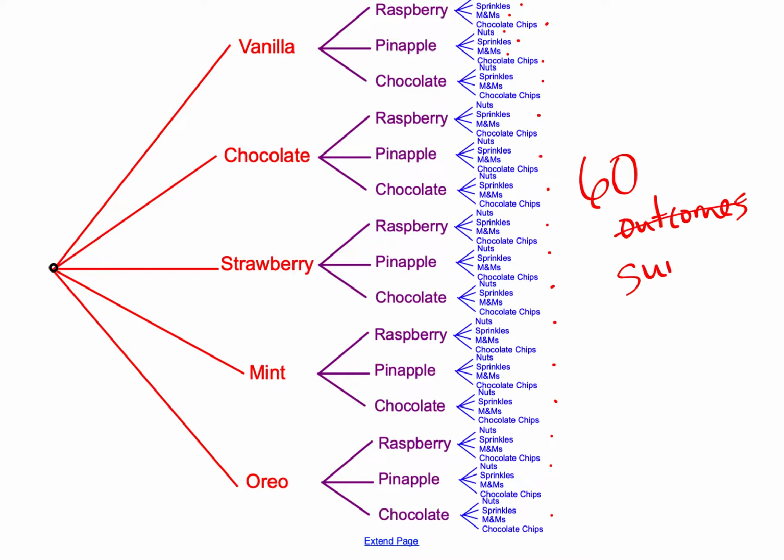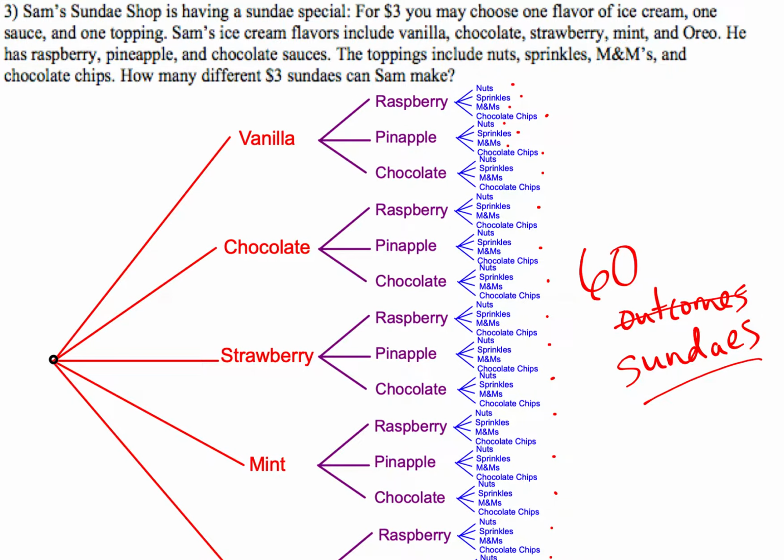or, I guess in this case you could call them sundaes. There are 60 sundaes that you could pick from at Sam's Sundae Shop. And the list of those would be rather exhaustive, because the first one on the list is vanilla with raspberry sauce and nuts. Then the next, vanilla, raspberry sauce, and sprinkles, etc., till you get a whole list of 60 of them. That's a lot of options.